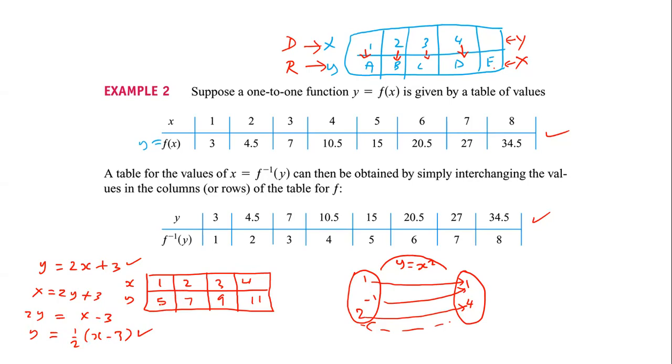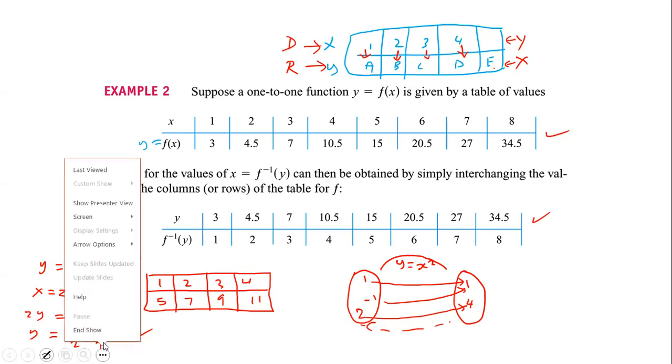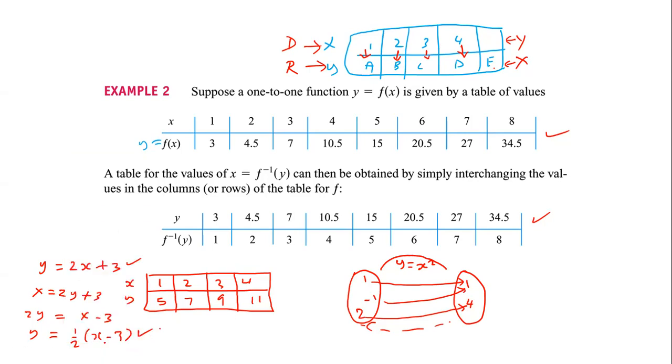If I put 5 over here instead of x, 5 minus 3 halved should equal 1. Okay, good. Now if I put 7 instead of 5, it should be 2. Everybody sees that? Instead of 7, I put 9, and I get 3, right? So this is the inverse.